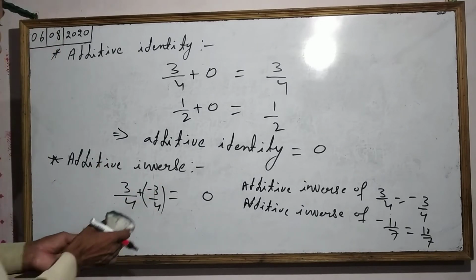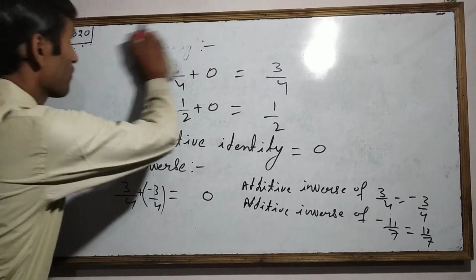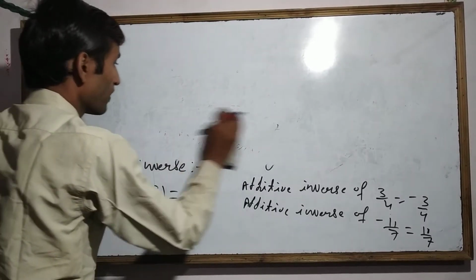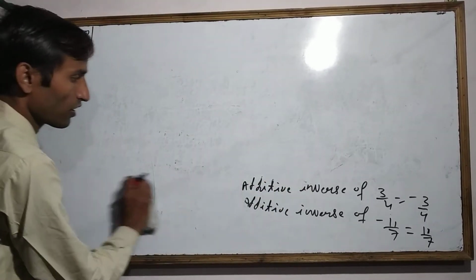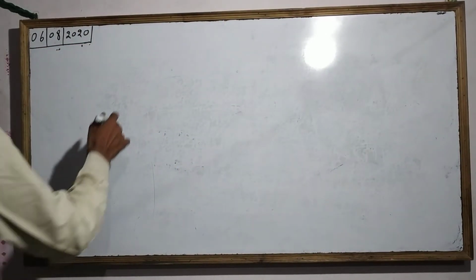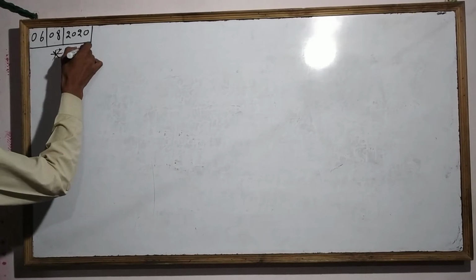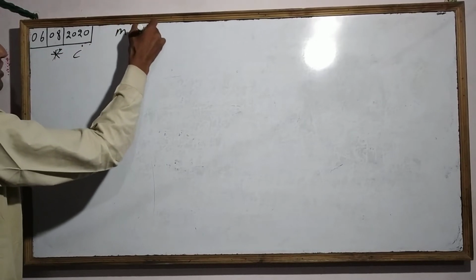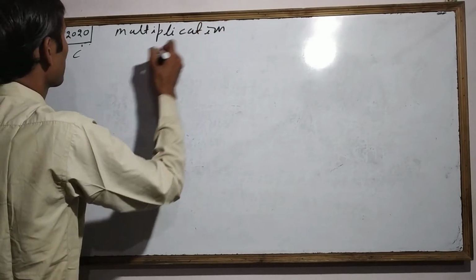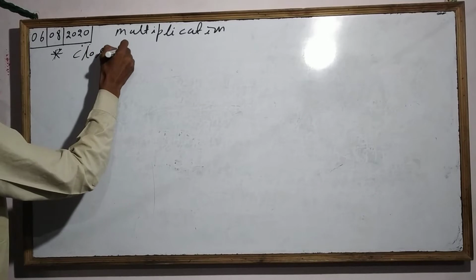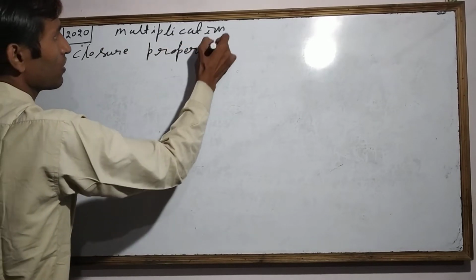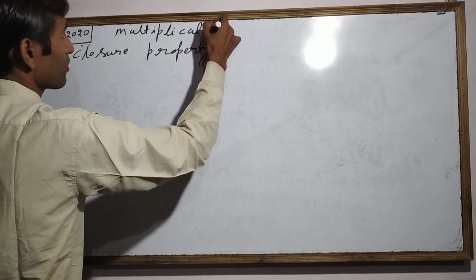Next, we have to revise the properties for multiplication of rational numbers. In multiplication also, first will come the closure property. So for the multiplication operation, first comes the closure property for rational numbers.